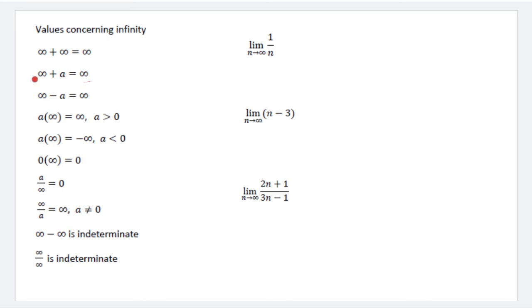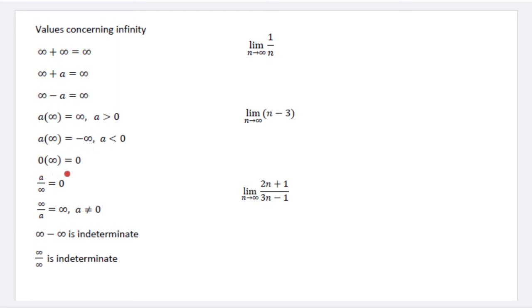Of course that's infinity. So basically something very large added with something that's not really large would be something very large. Something very large, infinity, subtract that with something that is not so large, that's still something very large. So infinity minus a is equal to infinity. Multiply infinity by a positive number, that's infinity. Infinity multiplied by a negative number is negative infinity.